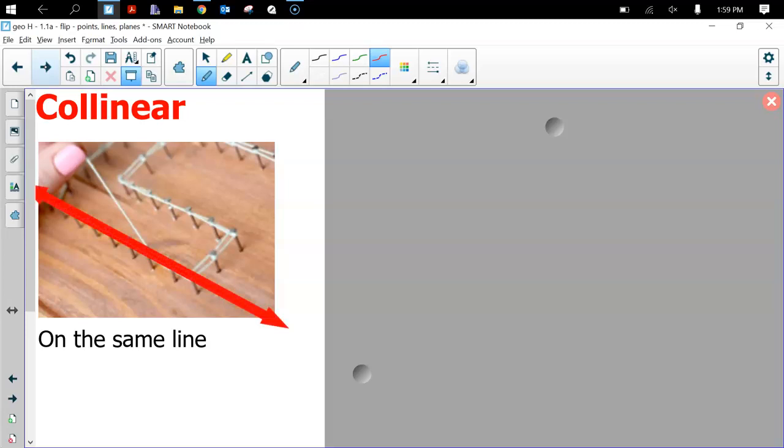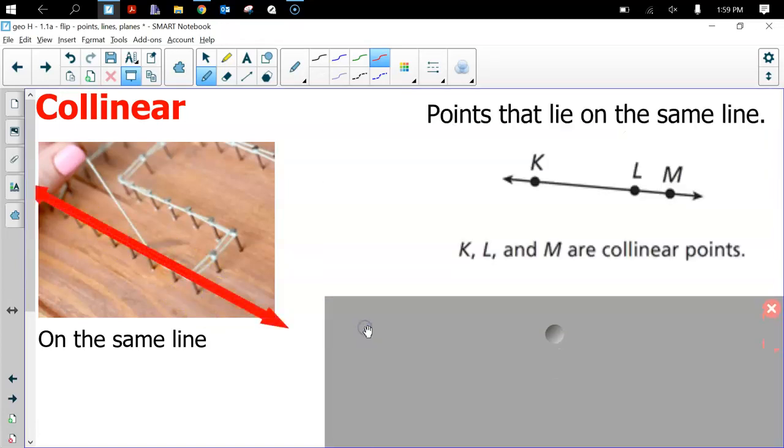The next term is collinear. You can think of it as on the same line, like in this picture here, all these nails are along the same line. Even though there's not a line drawn, you could draw a line that passes through them. The official definition: points that lie on the same line. So in this diagram here, points K, L, and M are collinear. This entire group is collinear.